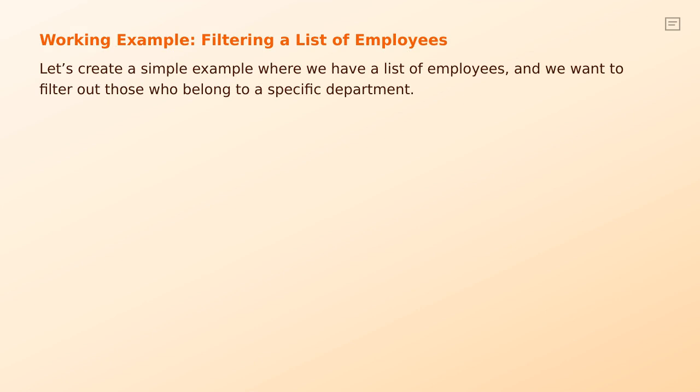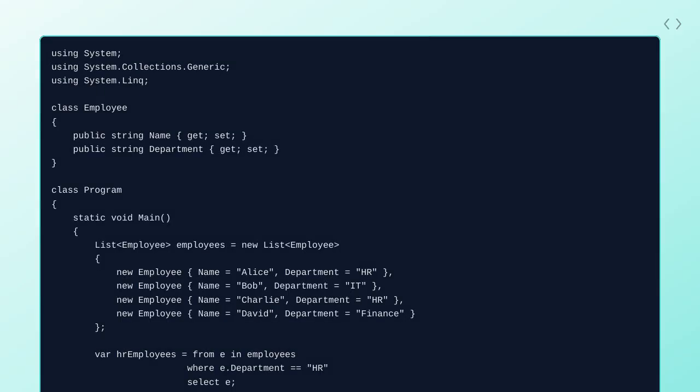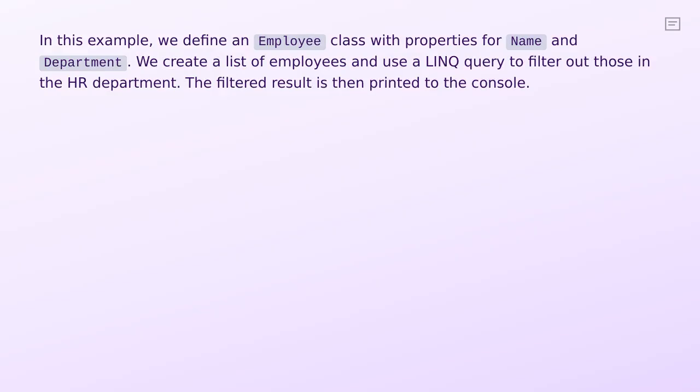Let's create a simple example where we have a list of employees and we want to filter out those who belong to a specific department. The class shown on screen and how its members are organized. In this example, we define an employee class with properties for name and department. We create a list of employees and use a LINQ query to filter out those in the HR department. The filtered result is then printed to the console.